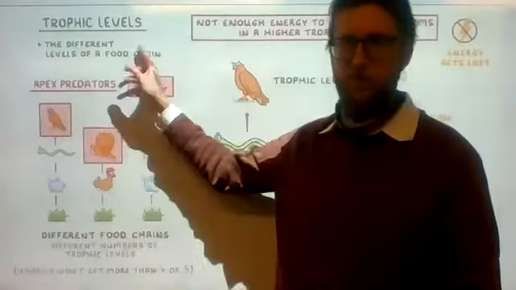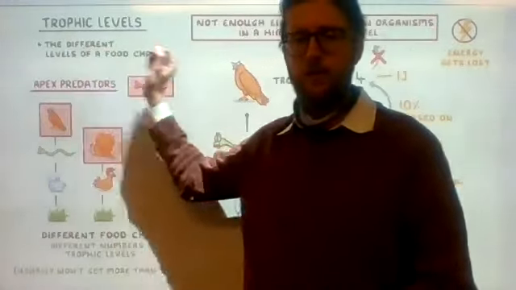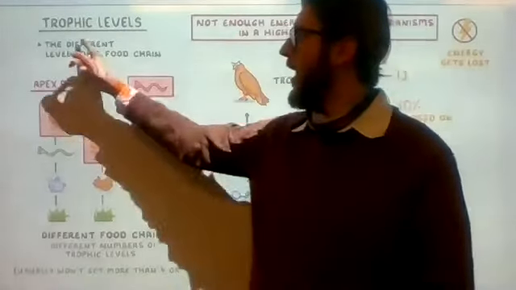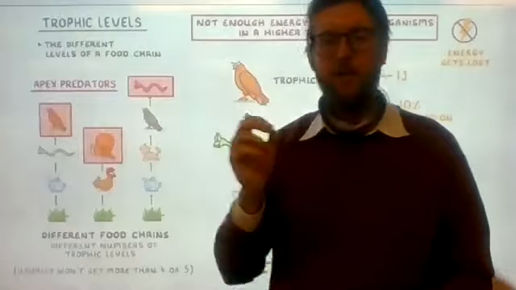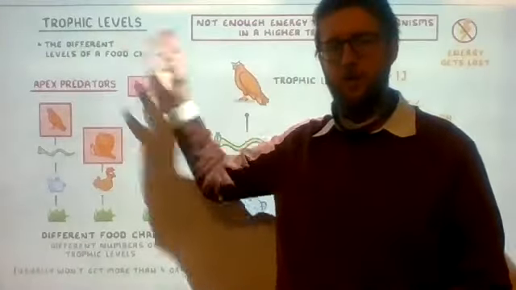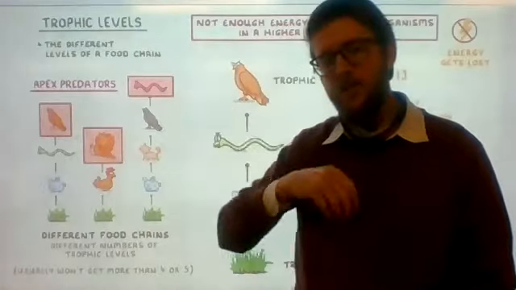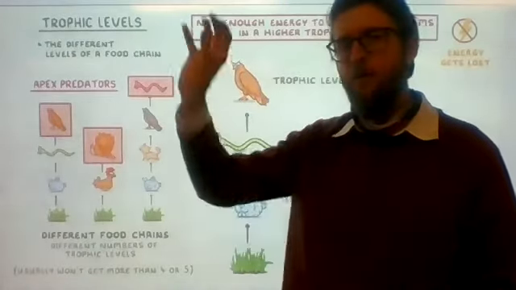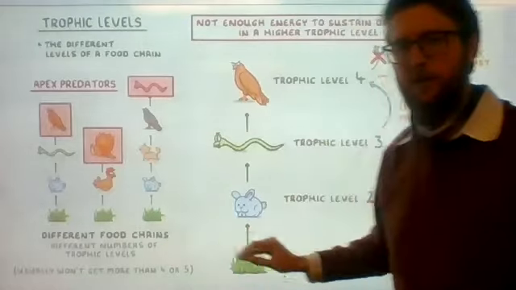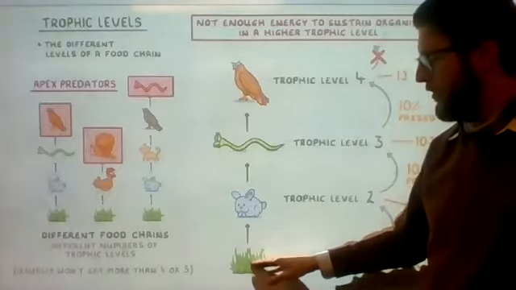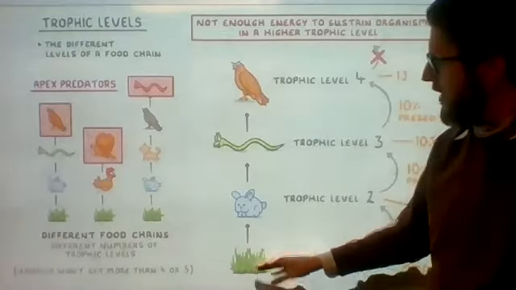And more specifically, we're talking about trophic levels. Okay, so the word troph, T-R-O-P-H, means energy. So when we say trophic levels, we're talking about energy levels, and we're talking about how energy is passed through an ecosystem once the producers, the plants, turn the sunlight energy into food energy.